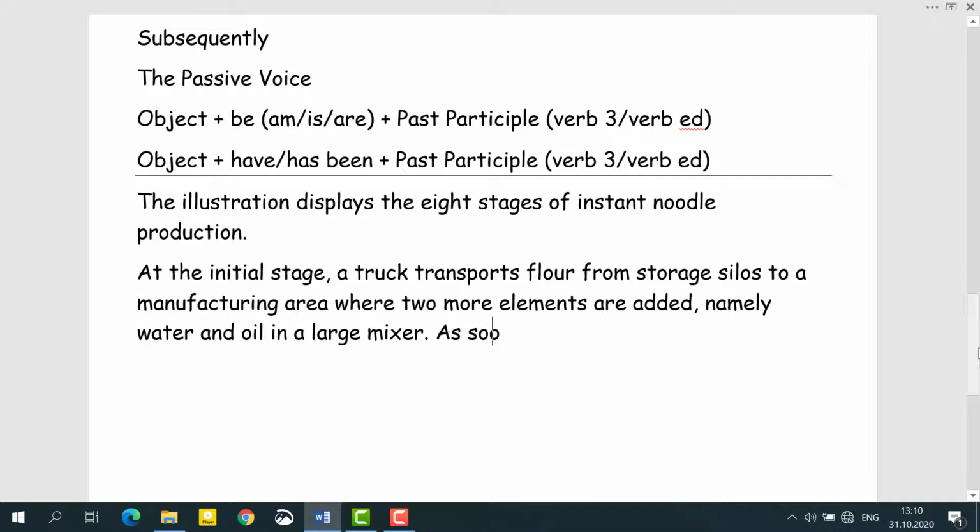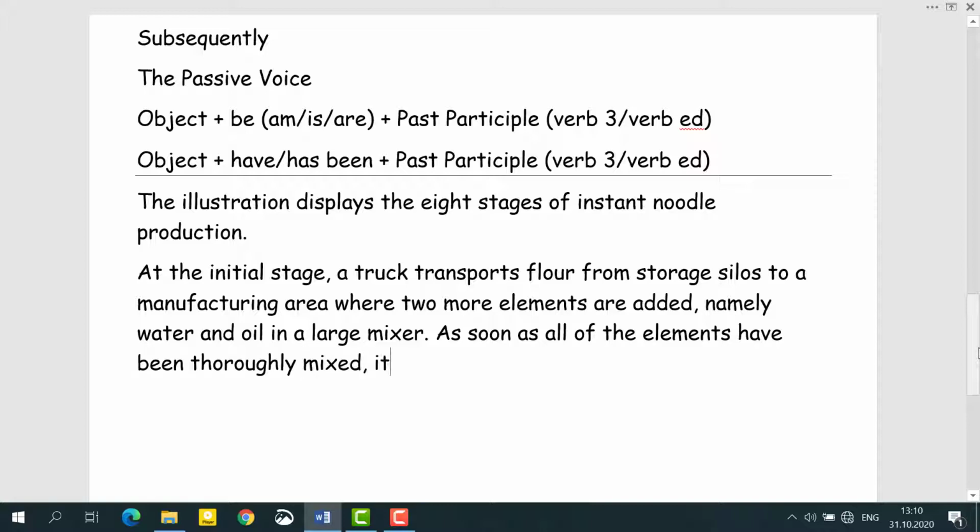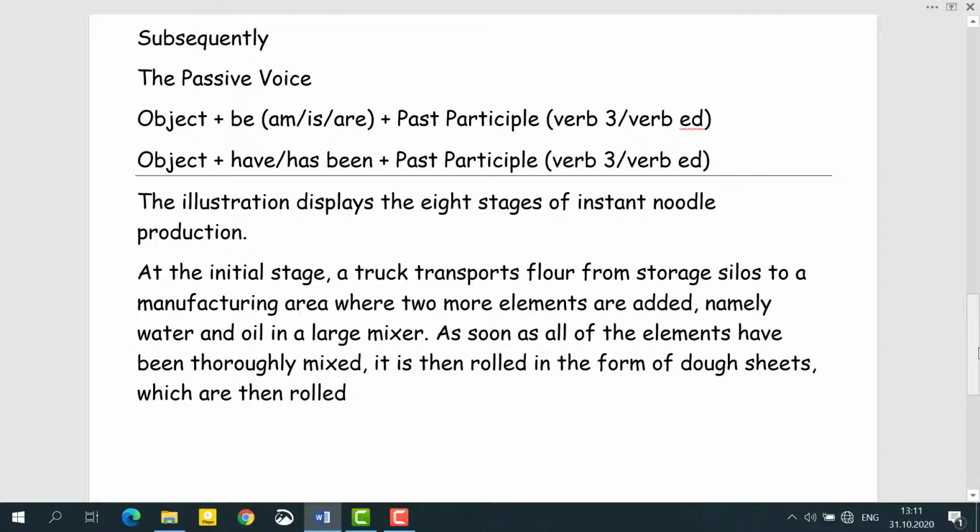Next. As soon as all of the elements have been thoroughly mixed, it is then rolled in the form of dough sheets, which are then rolled into a second machine which cuts the dough sheets into strips.